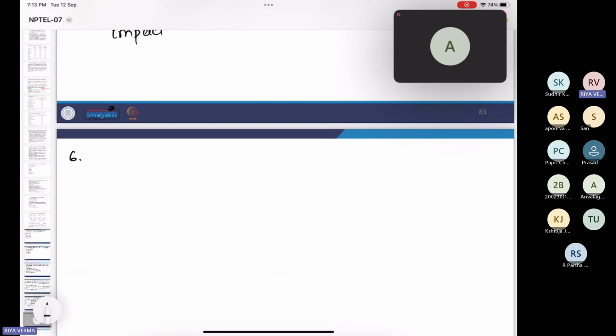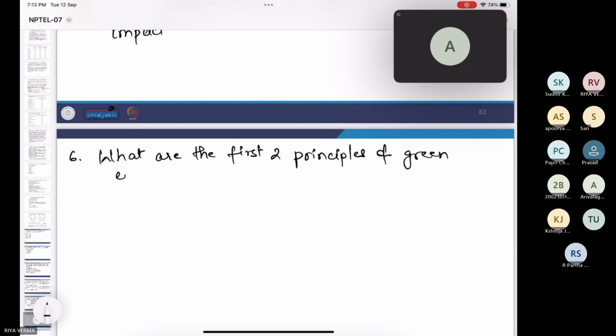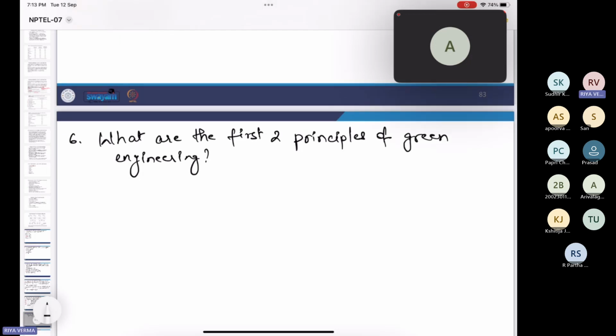Sixth question. What are the first two principles of green engineering? So I'll just dictate the options and then I'll write the correct answers, because this is a bit lengthy question. So what are the first two principles of green engineering?